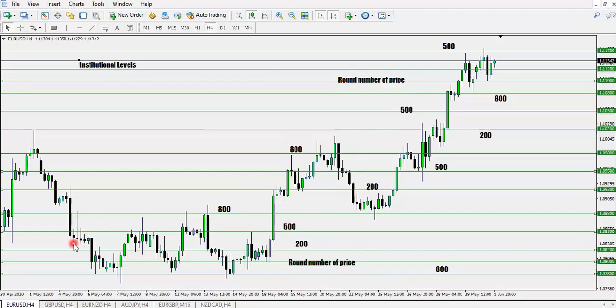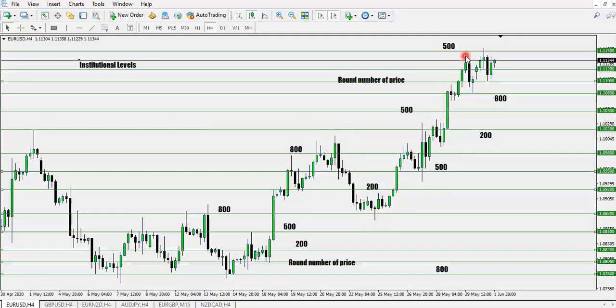So as you can see, price reacts on these institutional levels, the 800, the 500, the 200, and the round number. If you continue, you will see that price intersects, either rejects or rallies off these price levels if you follow them. And you can see it keeps happening as the trend goes up. You'll see that it rejects or rallies on these price levels.